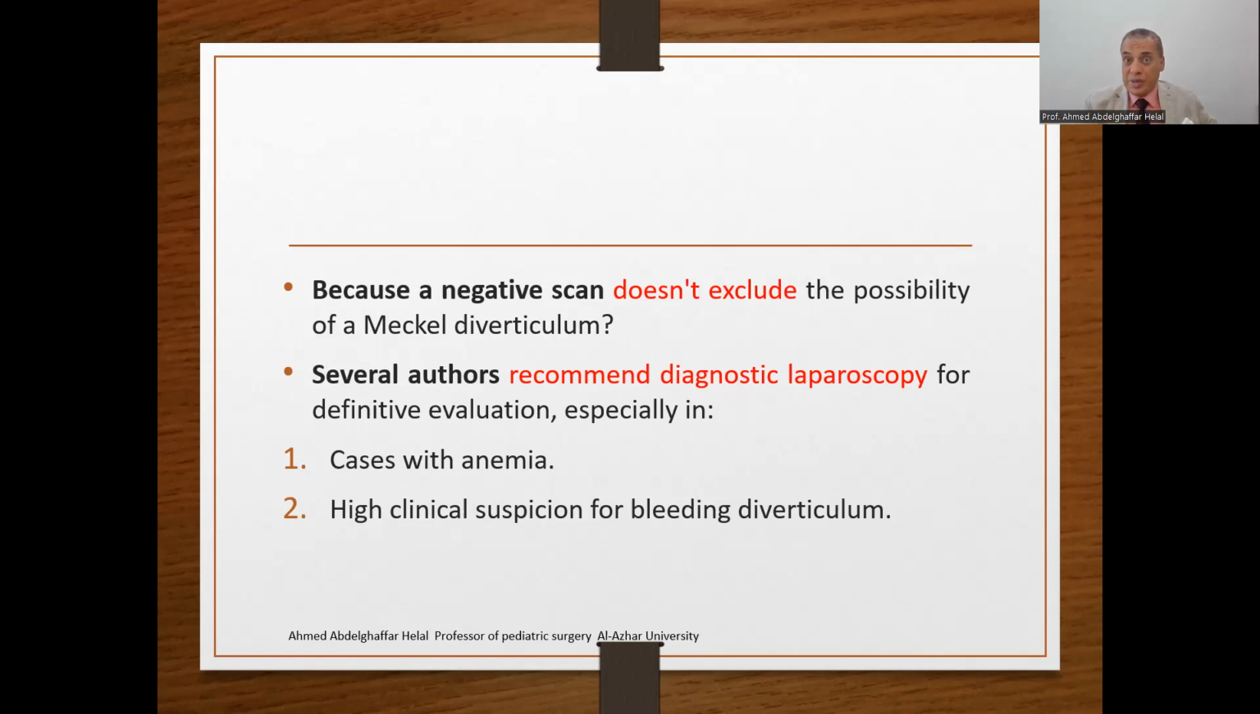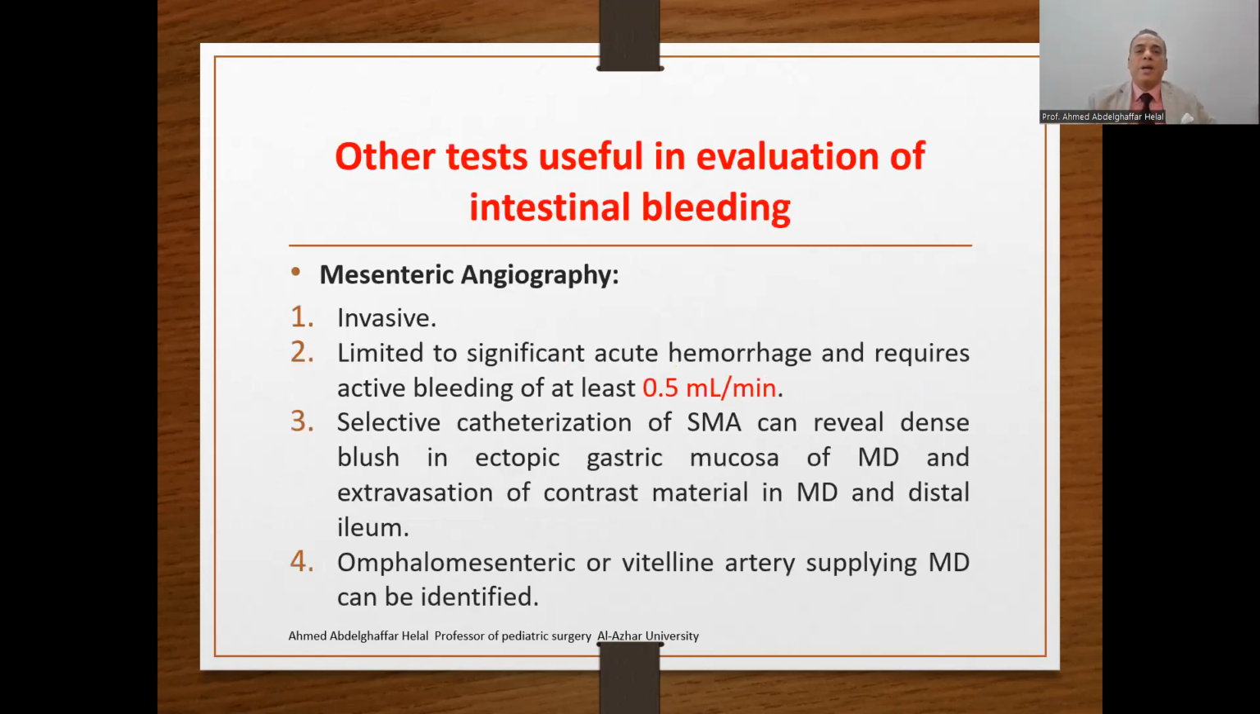So several authors and pediatric surgeons recommend diagnostic laparoscopy for definitive evaluation, especially in cases with anemia and high clinical suspicion for a bleeding diverticulum. So if the clinical data suggest that there may be a bleeding diverticulum, the child presented with anemia, occult blood, repeated bleeding, and blood transfusion, in such cases with a negative technetium pertechnetate scan, you can perform diagnostic laparoscopy as recommended by many pediatric surgeons. Another test for the evaluation of intestinal bleeding, well known, is mesenteric angiography.